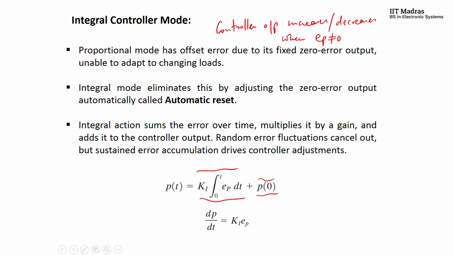Now, how does the integral controller calculate the control output? It does an integration from 0 to T of e_p dt, so it actually calculates the area under the curve multiplied by Ki. The other way of looking at the integral control is that the rate of change in control output is equivalent to Ki times e_p.